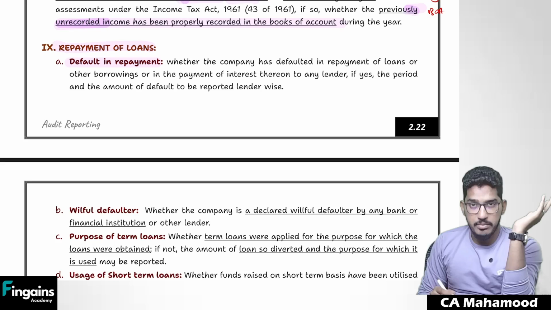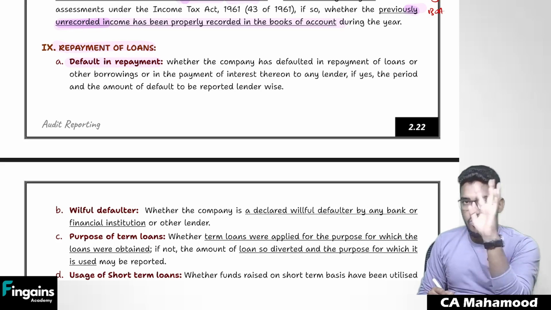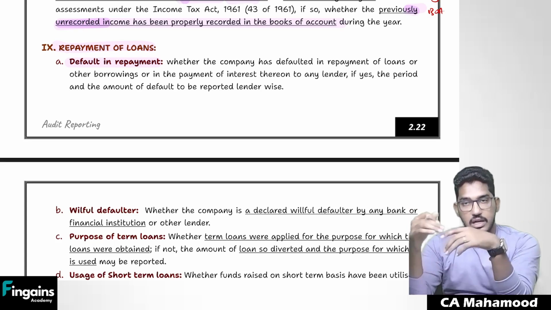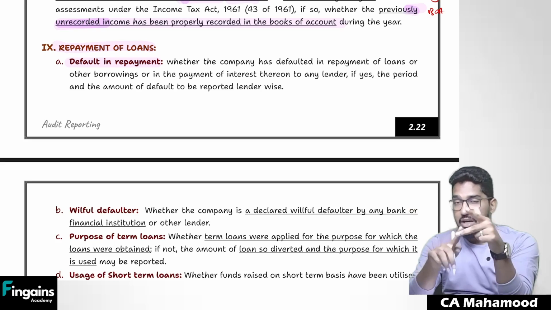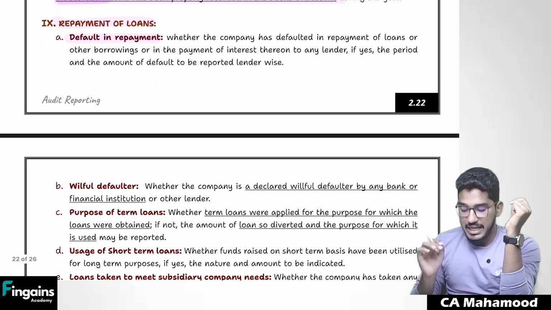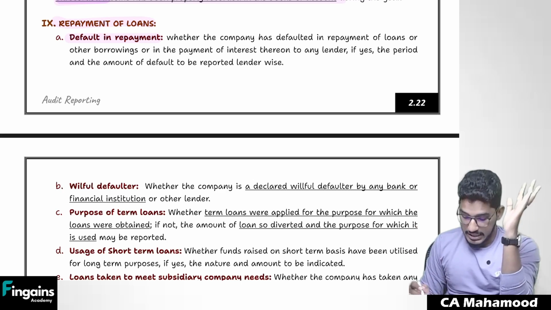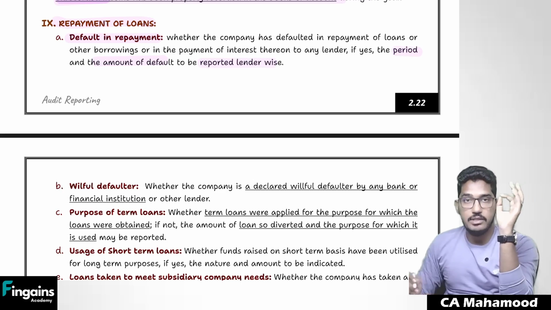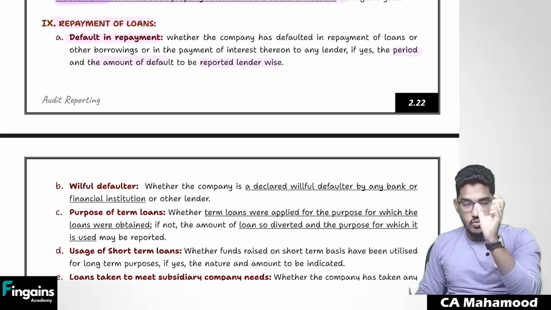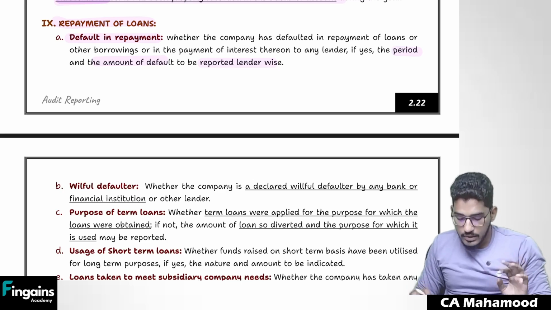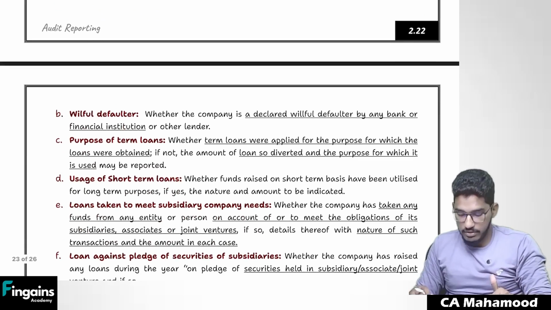Sir, what do you mean by default in the repayment? Default could mean two things. Either you are not repaying altogether, default. Or you are repaying it, but after the due date, that is also default only. So I need to check whether my client has made any default in the payment of the loans. If yes, I need to comment what is the amount of the default and what is the period of the default. That too, I have to report it lender wise. For each lender, what is the amount he has defaulted, for what duration he has defaulted, I need to comment. So this is the first thing, whether there is any default in the repayment of loans.